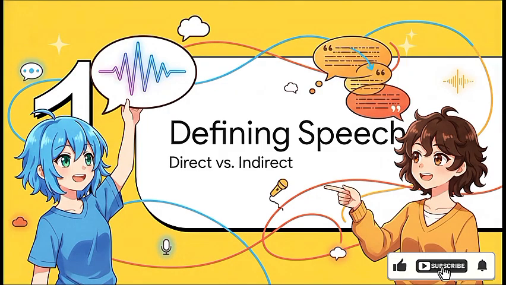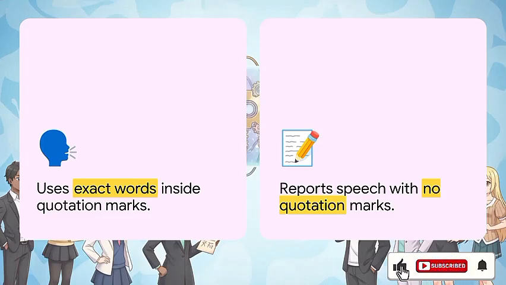Section 1. Defining direct and indirect speech. So, what exactly are we talking about when we say speech, anyway? Well, in grammar, speech is simply how we report what someone has said. Direct speech uses the literal exact words spoken, safely tucked inside quotation marks. Like, if a mother tells her child, "wash your hands," those exact words, that's direct speech. Indirect speech, on the other hand, reports what someone said, but with absolutely no quotation marks. You're just giving the gist of it.